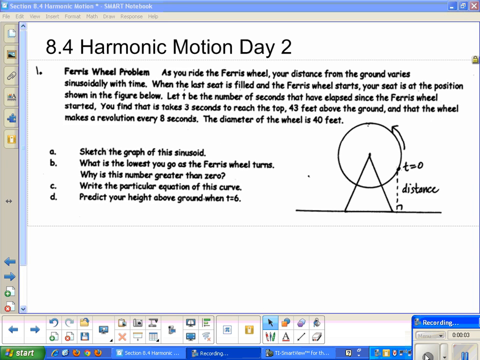Section 8.4, Harmonic Motion, Day 2. So we're going to do this Ferris wheel problem.